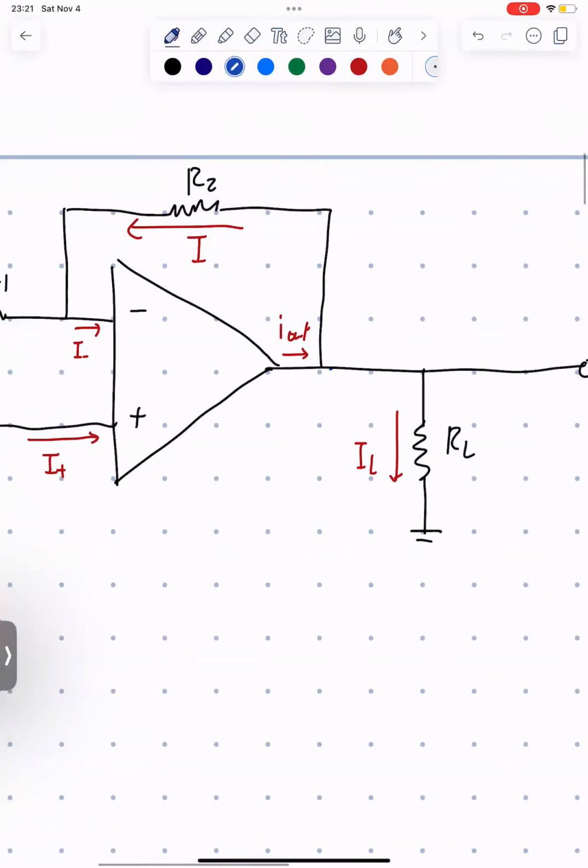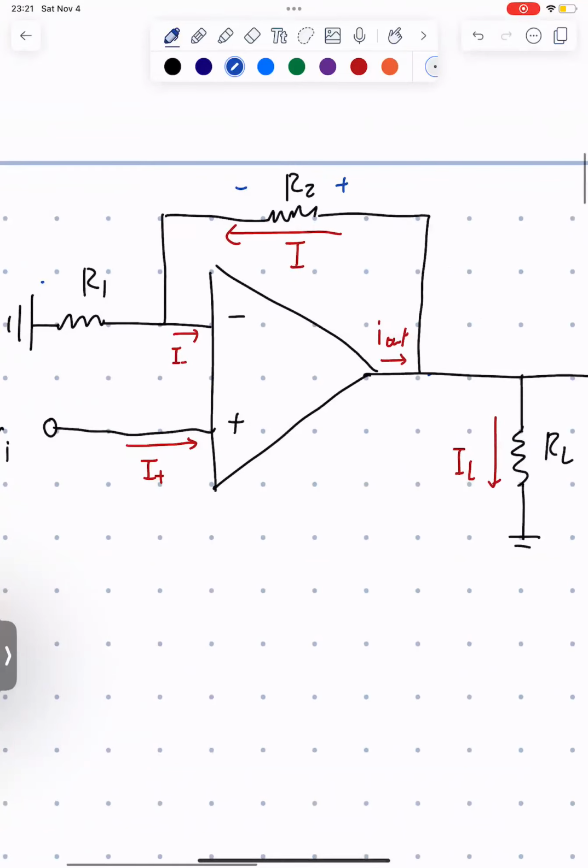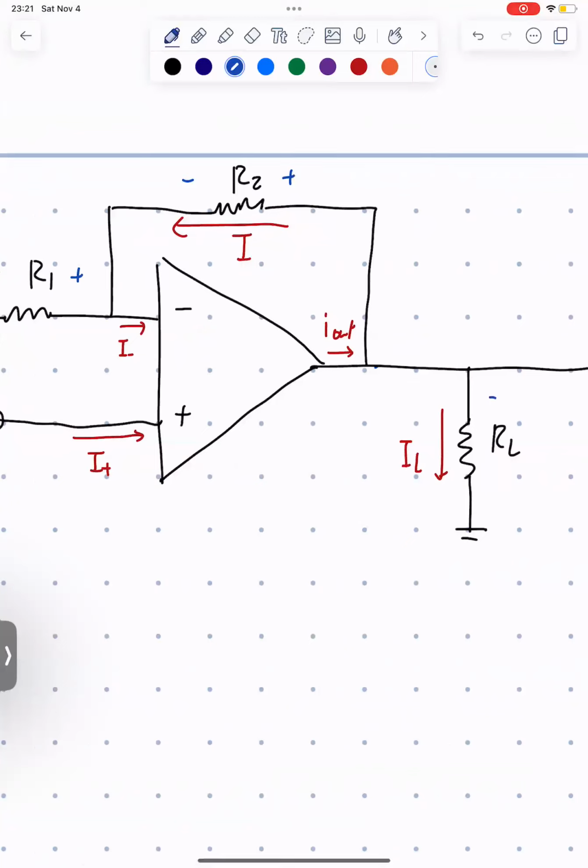So now let's also, for simplicity, mark all the resistor directions so that it's more clear to see. Okay.